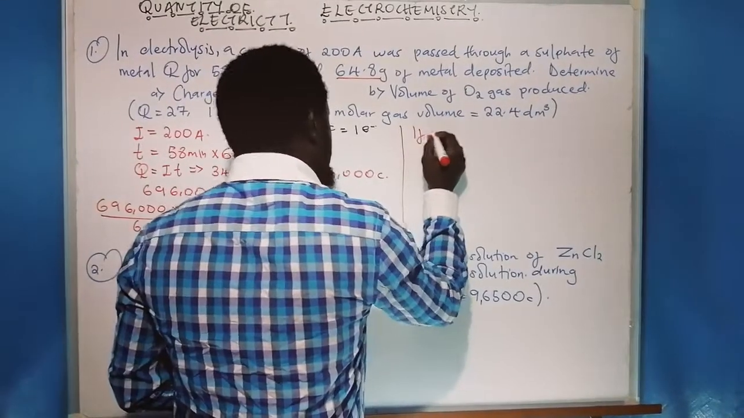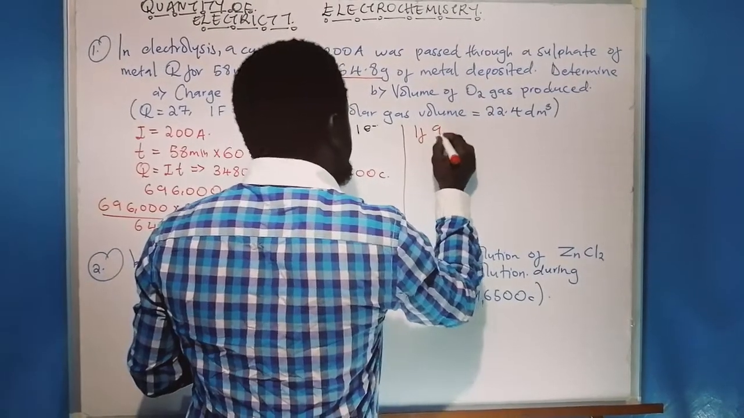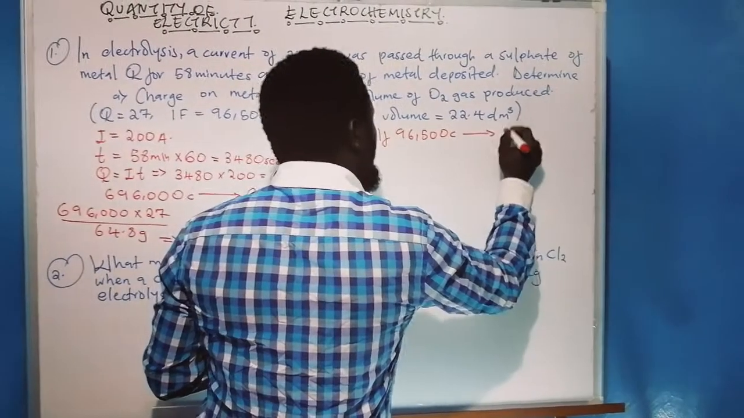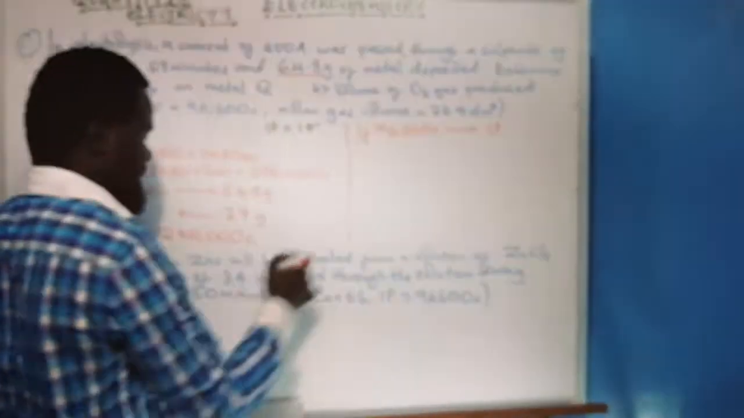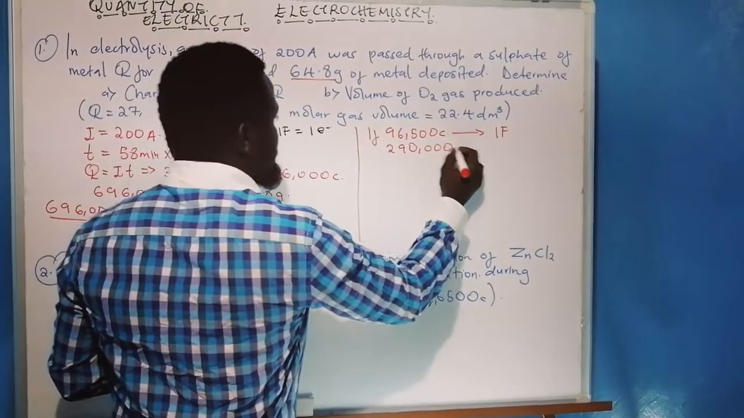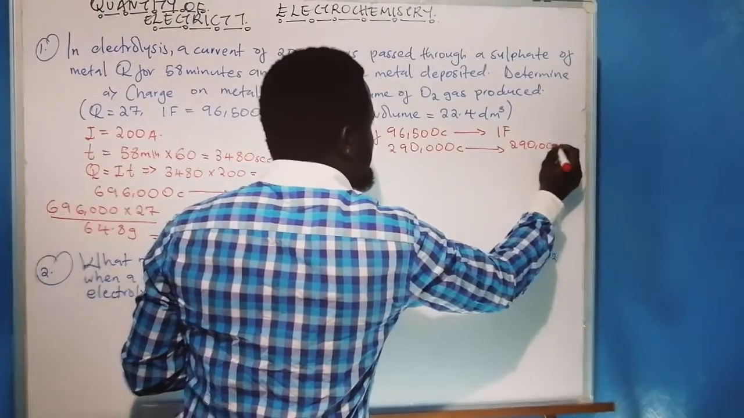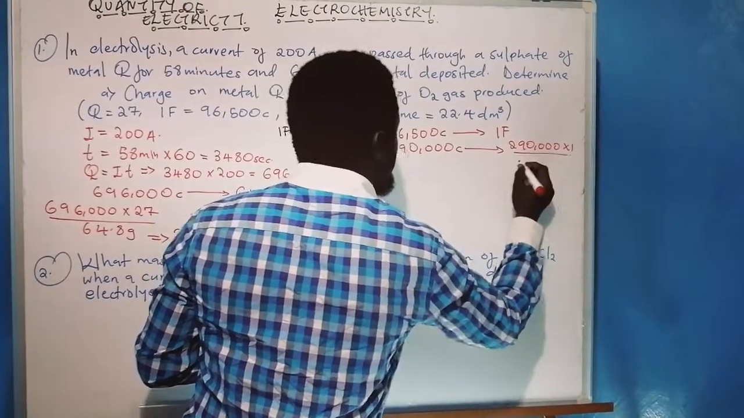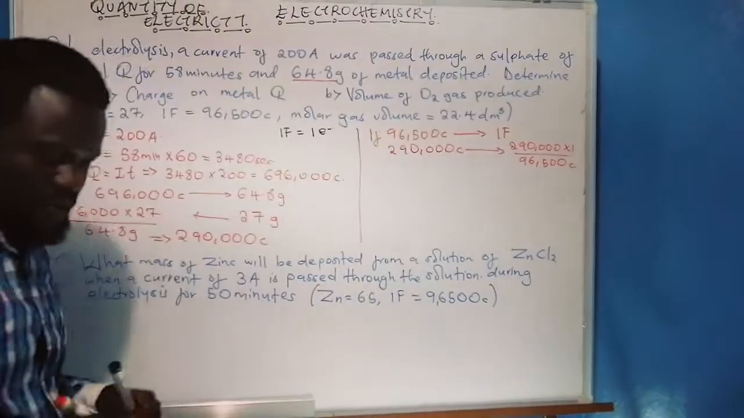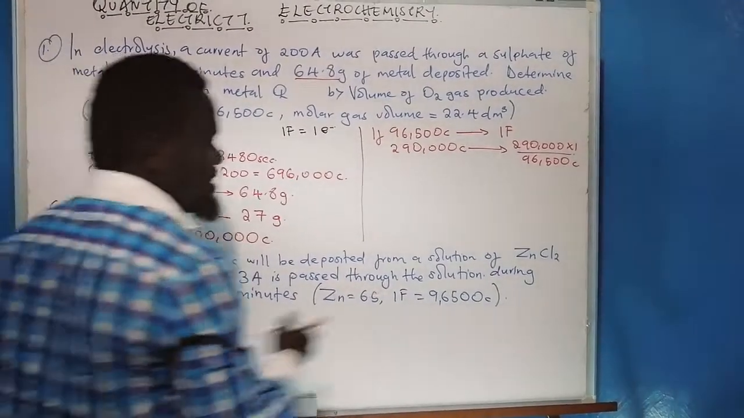If 96,500 coulombs gives me 1 Faraday, which is equivalent to 1 mole of electrons, how about 290,000 coulombs? Now that will be 290,000 times 1 divided by 96,500 coulombs. So if you punch that one in your calculator, you will get 3.